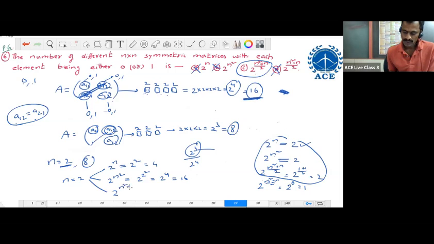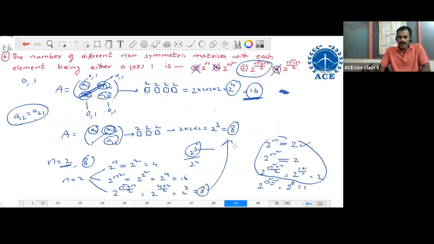2 power (n square plus n) by 2 equals 2 power (4 plus 2) by 2, which is 2 power 6 by 2, that is 2 power 3, equal to 8. Now it is satisfied. Out of 4 options, only the third option is satisfied for n equal to 2. For n equal to 2, we get 8 different symmetric matrices, and this option also gives 8. Therefore, C is correct.